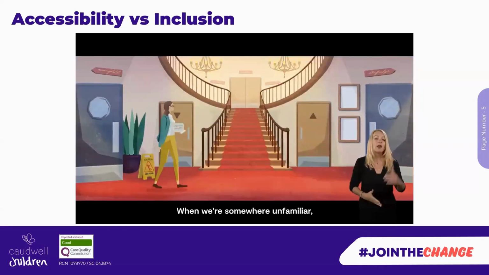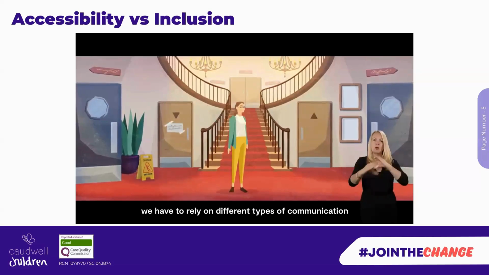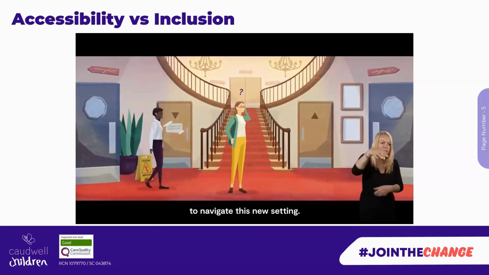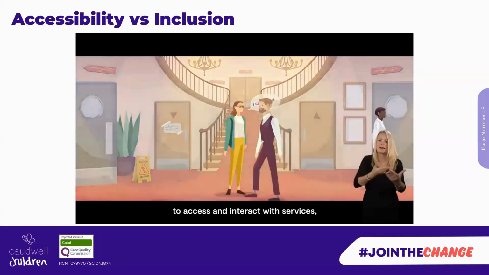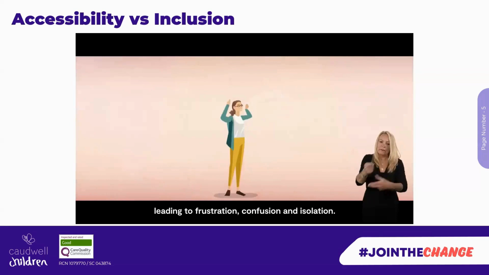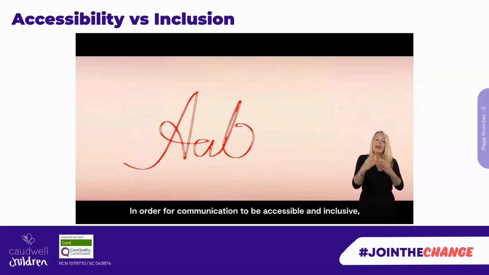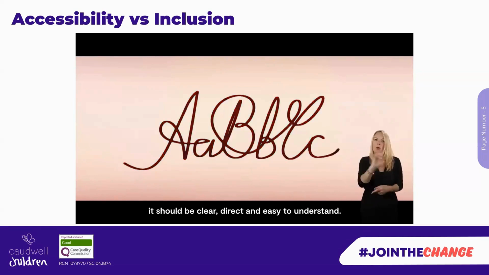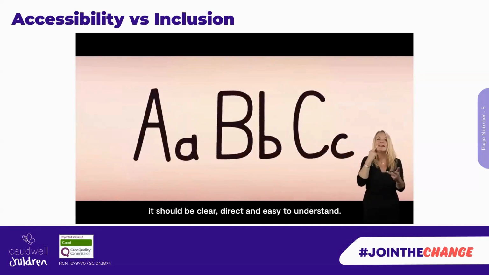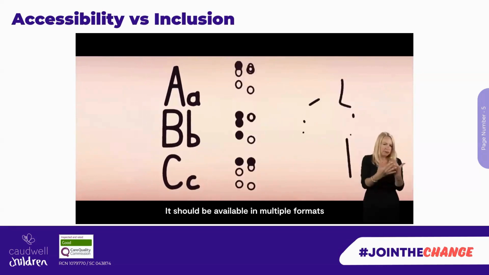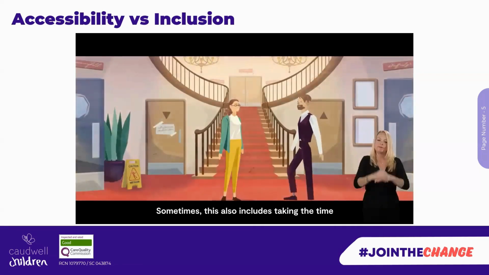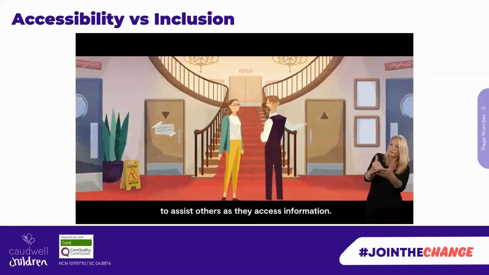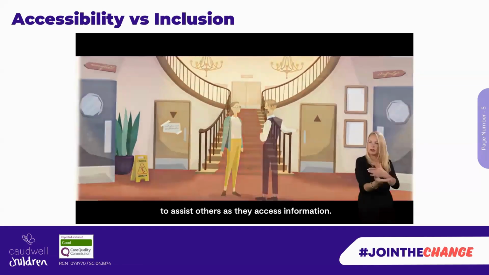When we're somewhere unfamiliar, we have to rely on different types of communication to navigate this new setting. Communication barriers can make it difficult for people to access and interact with services, leading to frustration, confusion, and isolation. In order for communication to be accessible and inclusive, it should be clear, direct, and easy to understand. It should be available in multiple formats, so that all users have equity of access. Sometimes, this also includes taking the time to assist others as they access information.